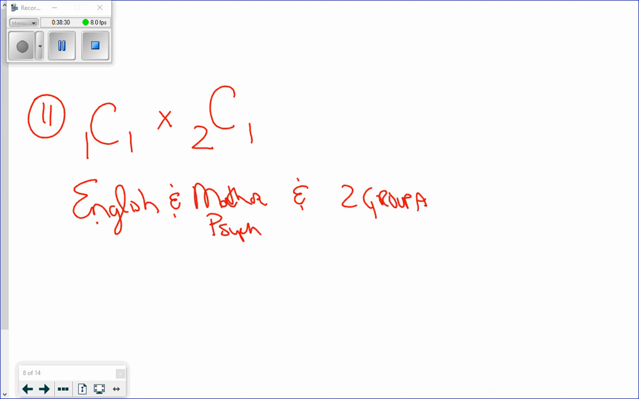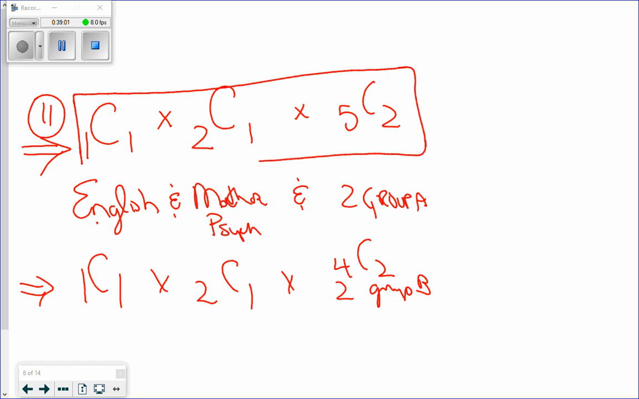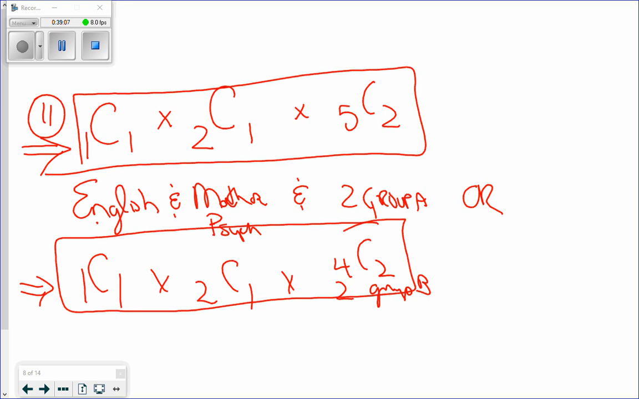How many choices do we have in group A? 5, and you want 2 of them. So that's the first option. The second option is the same thing: English, math or psych, 2 from group B. How many courses in group B are there? 4, and you want 2 of them. So your schedule will either be this or that. So you would take this answer and add it to that answer. Reveal.